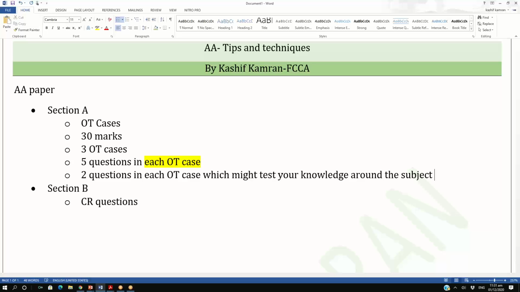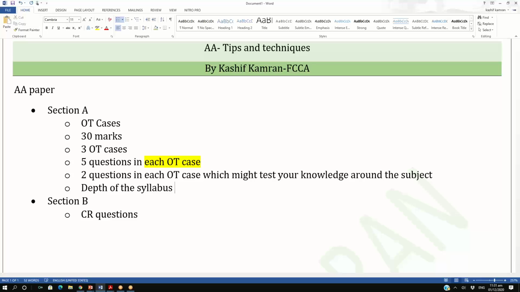Now that means when you're looking at the OT cases in the exam, which are worth 30 marks, you need to have the depth of the syllabus. Because if you have not read the book properly, or you have not read the examining team article properly, you will not have the knowledge to pick and choose the right answer.